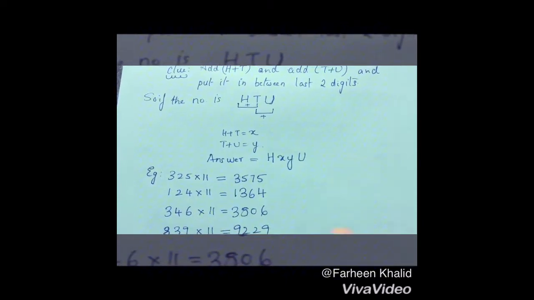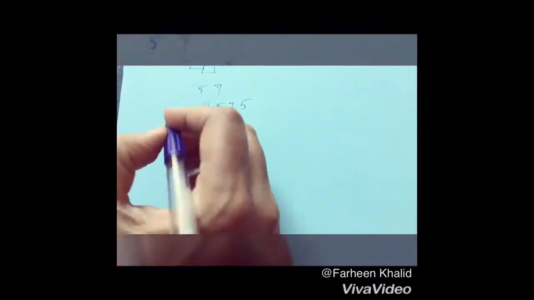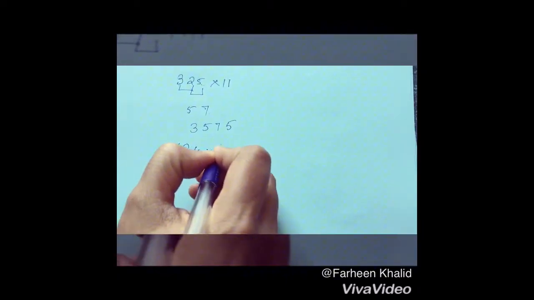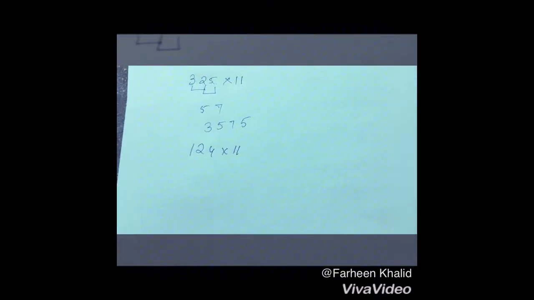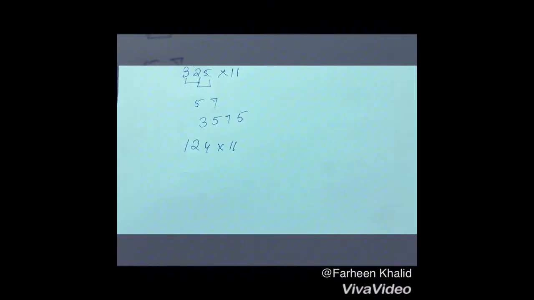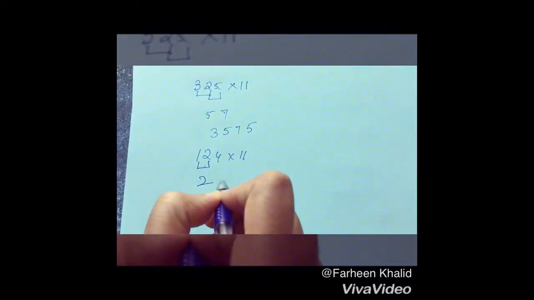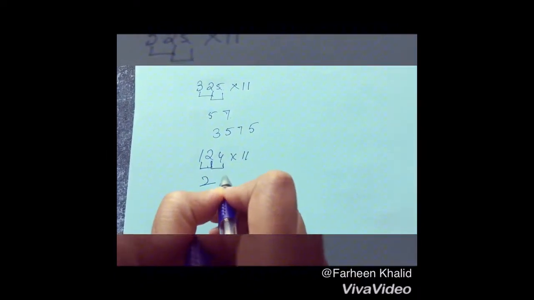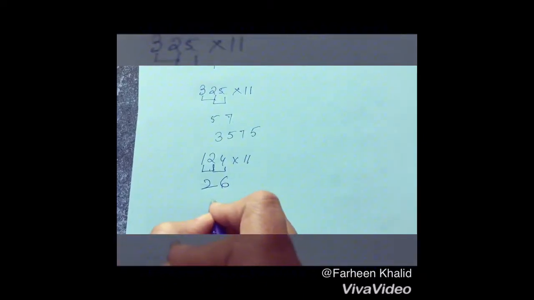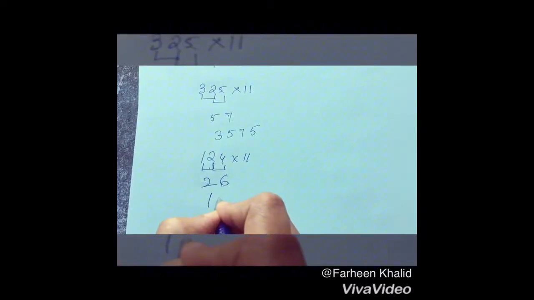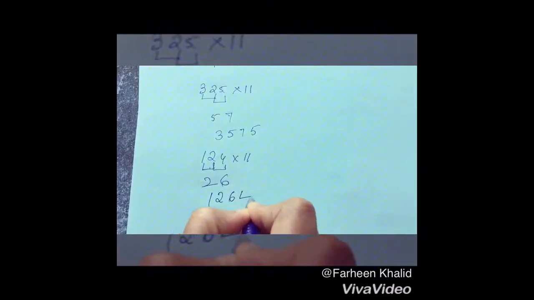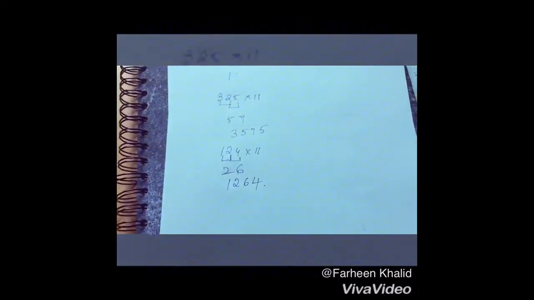Now let's do the next one. 124 times 11. So what do we do here? 124 times 11. So you have 1 plus 2, which is 2, and then you have 2 plus 4, which is 6. So you just have to put the 26 in between the 1 and the 4. So it's 1, 2, 6, 4. Okay, so that's the answer.